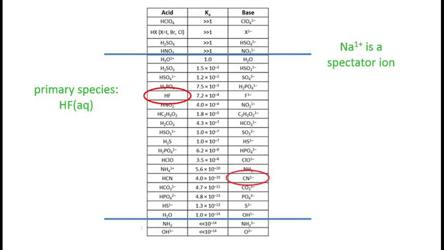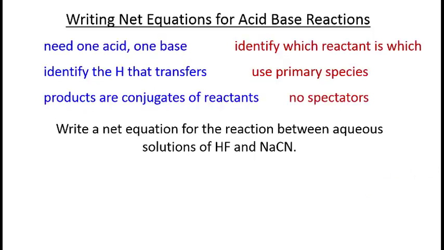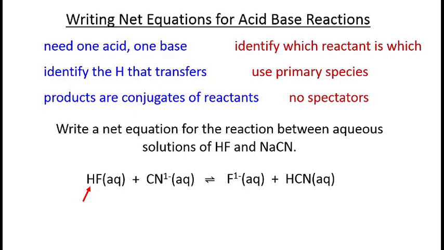We find cyanide in the base column in the section for weak bases, so the primary basic species is aqueous cyanide. On the reactant side of the balanced equation, we have HF and cyanide, both aqueous. Since there is only one hydrogen, it is easy to identify the H that transfers. So the products of the reaction must be fluoride ion and HCN, both aqueous.